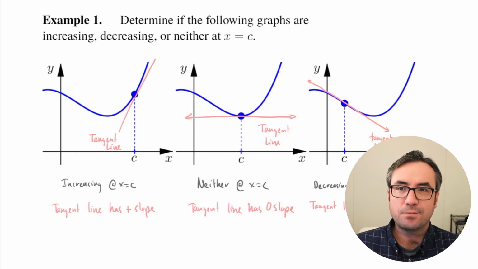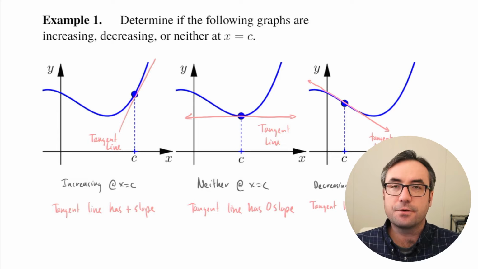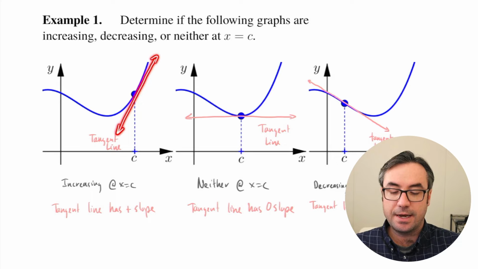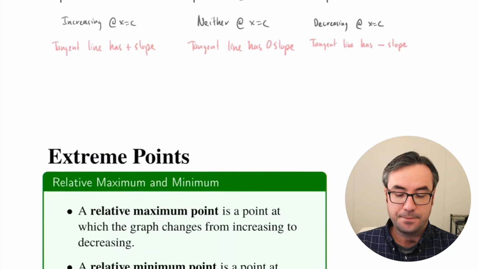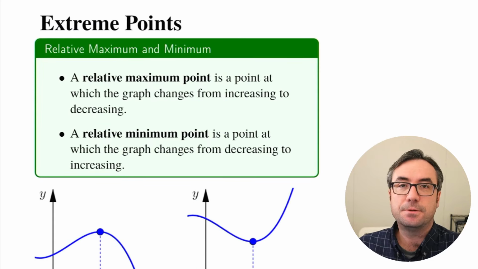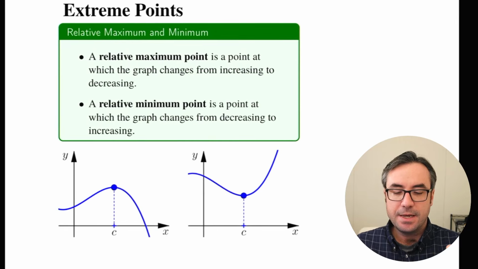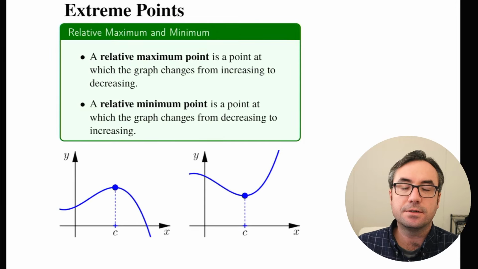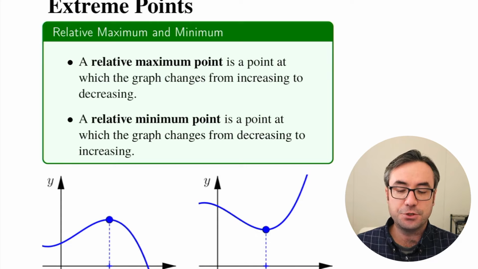All right, so this is going to be a key feature that we want to look at. Given a curve and a point on the curve, being able to quickly draw in the tangent line and identify whether that tangent line is going up, going down, or flat. Something special happens at those flat points where the graph flattens out. Our function can have what's called a relative maximum or a relative minimum. We're going to make these two definitions here.